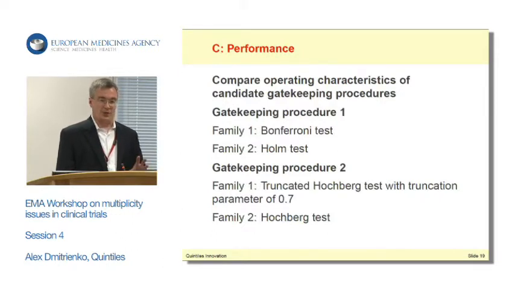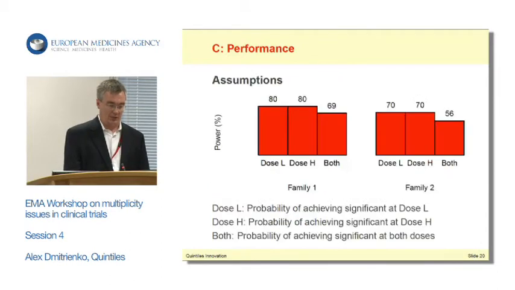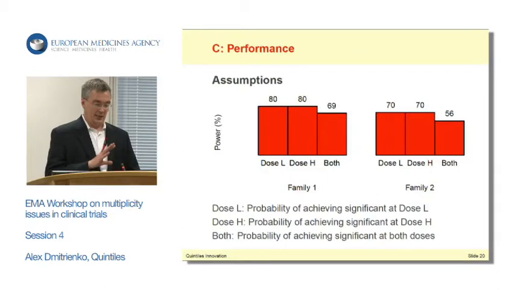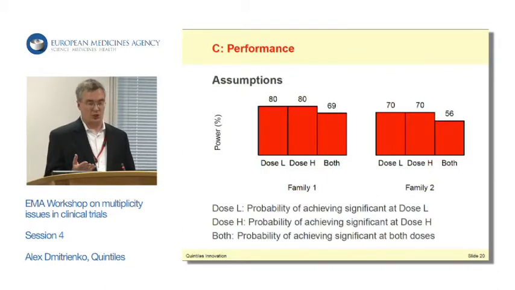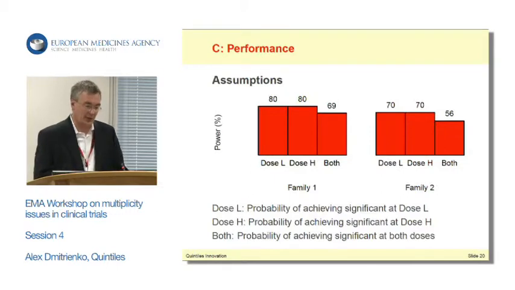Let's now try to run some basic clinical trial simulations to see how those two procedures perform under plausible assumptions, and at the same time perform a little bit of sensitivity assessment. So once again, gatekeeping procedure 1 is based on Bonferroni derived tests, and gatekeeping procedure 2 is based on Hochberg type tests. Just as a quick example, here's a set of assumptions. Obviously, in real clinical trial applications, we do a lot more comprehensive assessment.